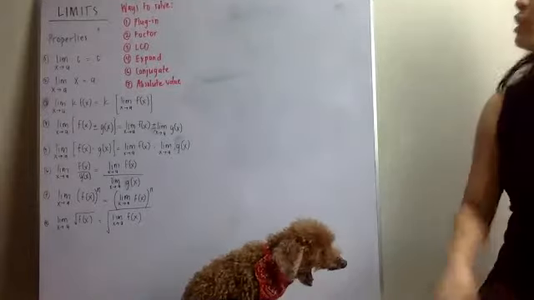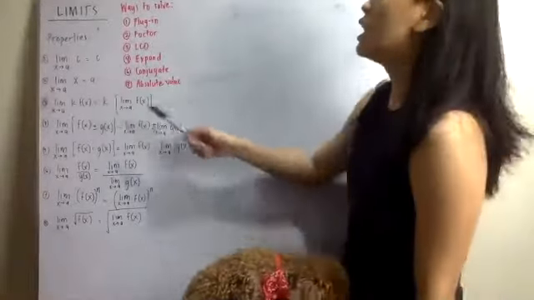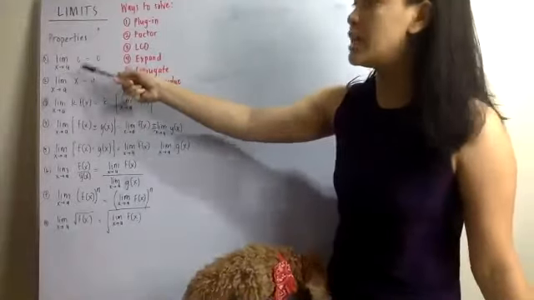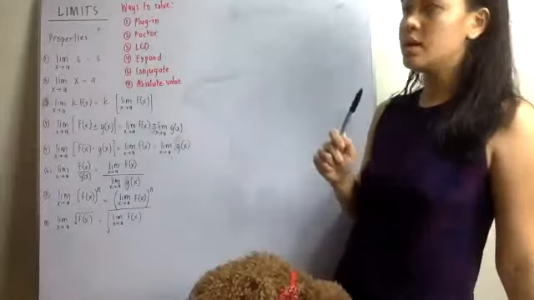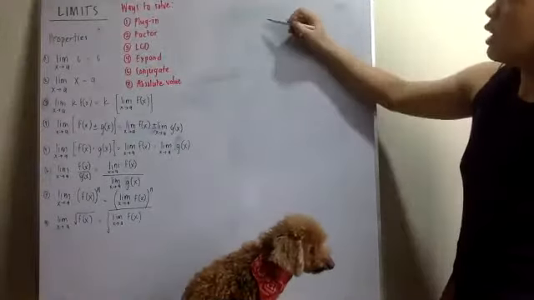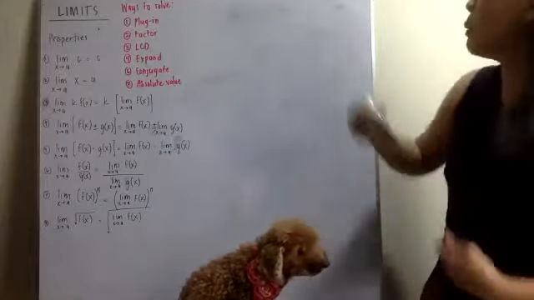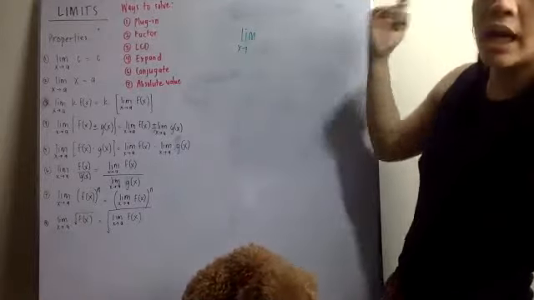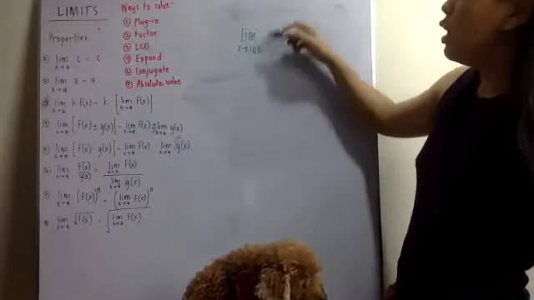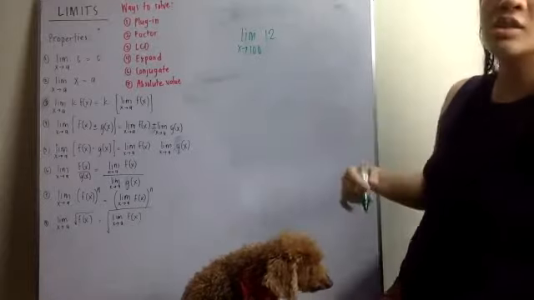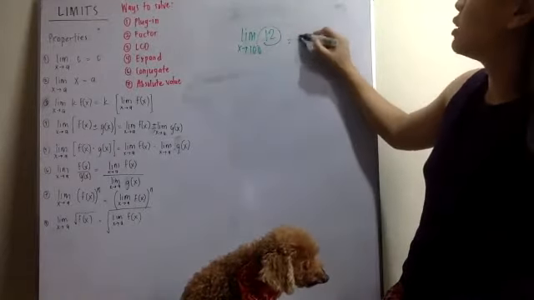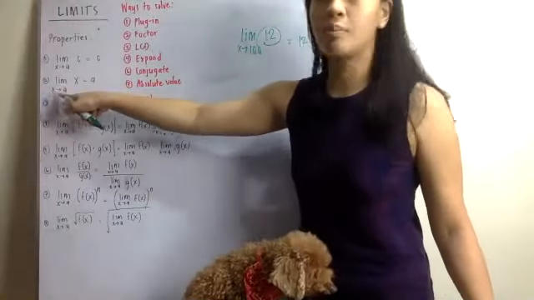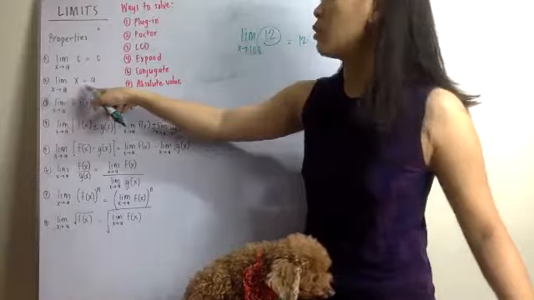Okay. So, let's look at these properties of limits. The first one, limit as x approaches a of c, any constant, is just equal to the constant. For example, limit as x approaches, any number, let's say 100, of 12, the answer is always the constant, 12. Okay? The second one, limit as x approaches a of x is equal to a.